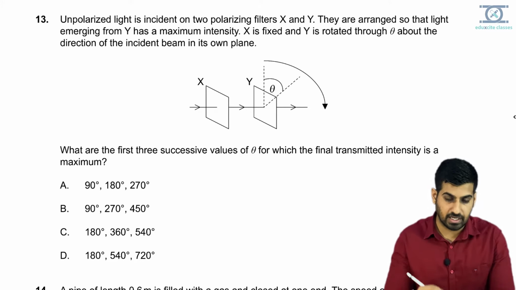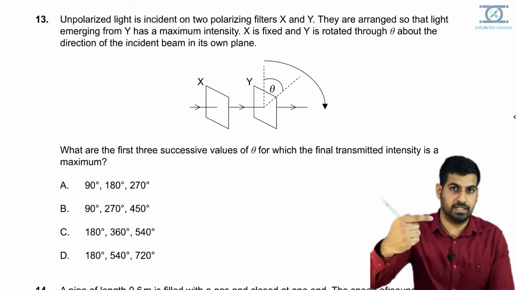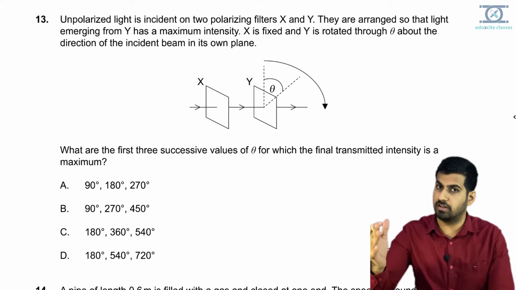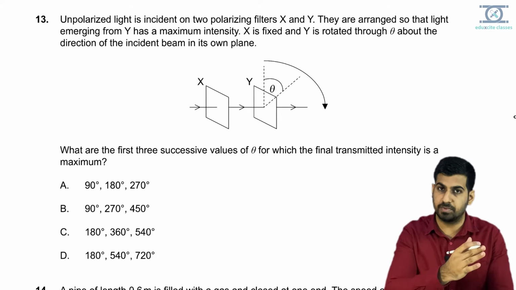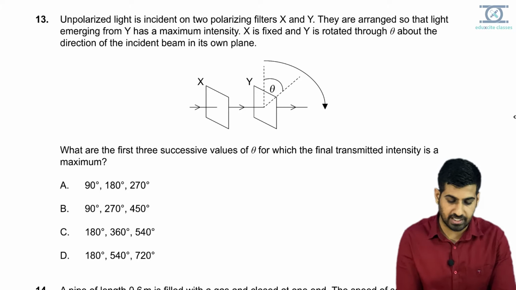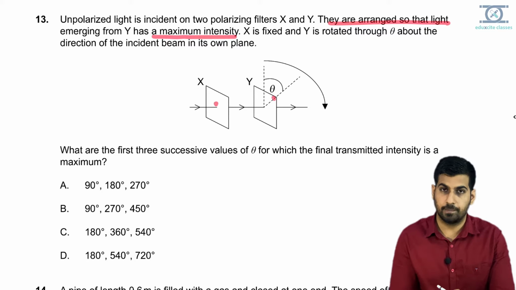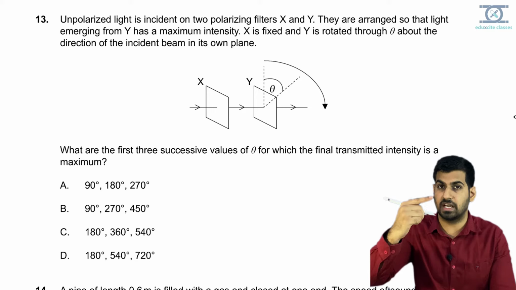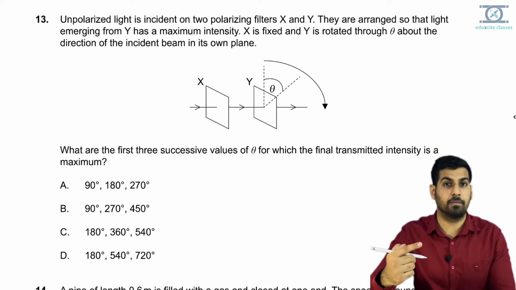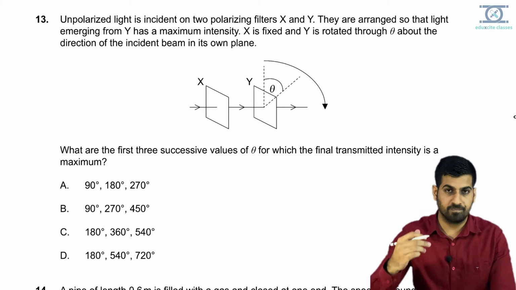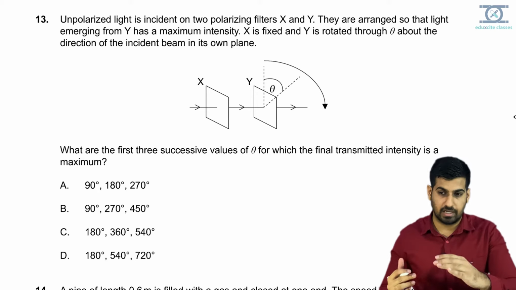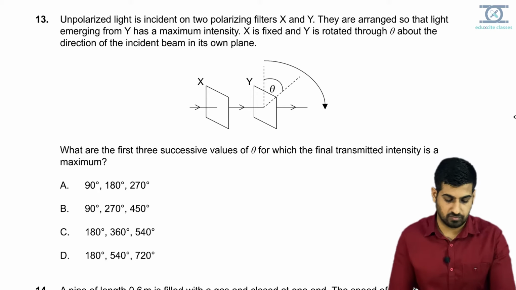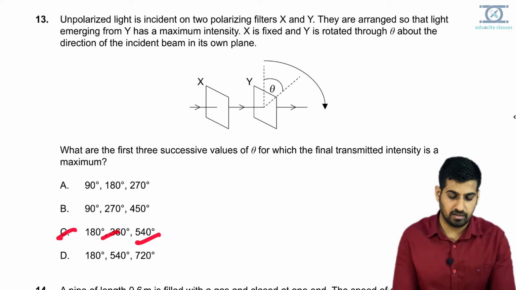So when I rotate it 180 degrees, the same maximum intensity will be there which I got in the previous case. They are arranged in this way. So to again get the same maximum intensity, I have to rotate the Y filter by 180 degrees. Then for the three successive values, add 180 more. So 180, then 360 and then 540.